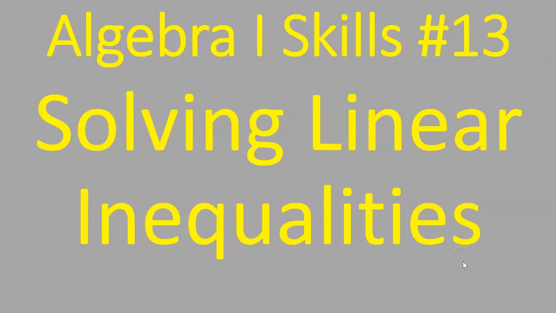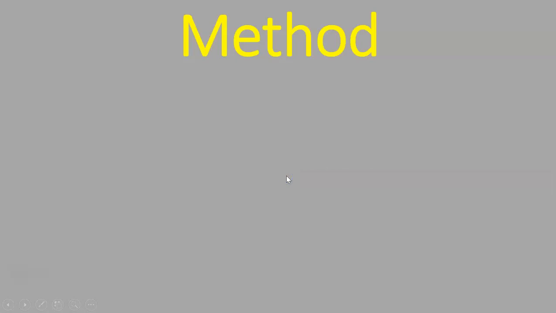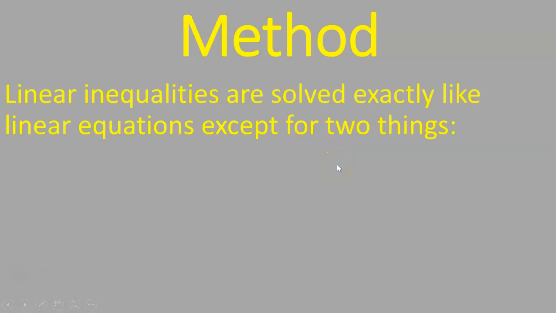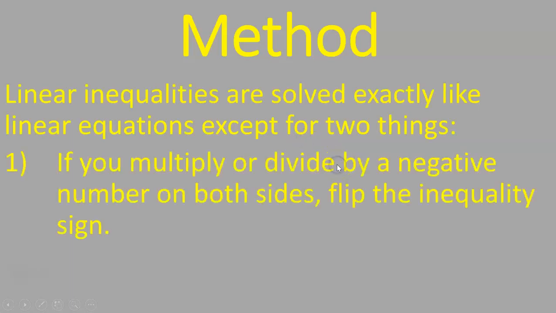Algebra 1 skills number 13, solving linear inequalities. So inequalities and equations are very much the same as far as how you do them. Most of the process is the same, but there are two differences. Difference number one is if you multiply or divide by a negative number on both sides, you're going to flip the inequality sign. So we'll talk about why that is when we see an example.